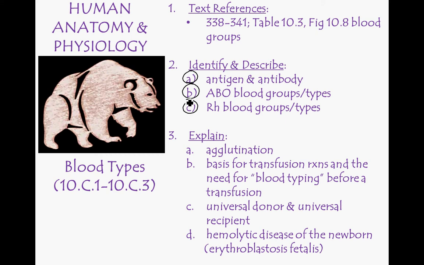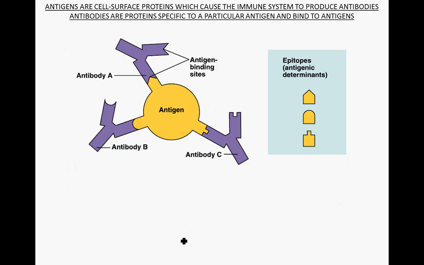So you should also be able to explain agglutination, the basis for transfusion reactions and blood typing, as well as being able to identify and explain who the universal donor is, who the universal recipient is. And then in class, we'll apply this knowledge to describing and explaining the hemolytic disease of the newborn, or erythroblastosis fetalis, a pathology associated with blood types anyway. So let's get started here.